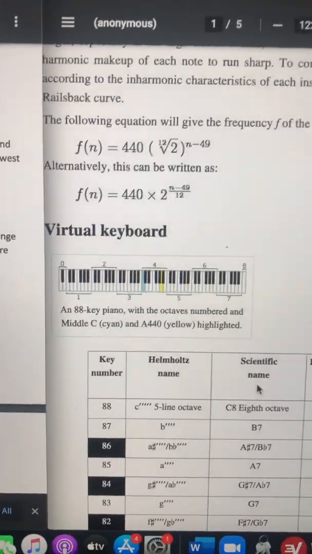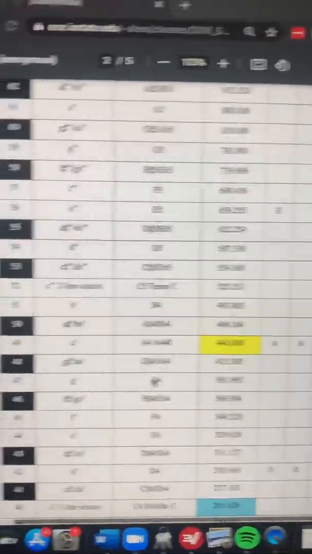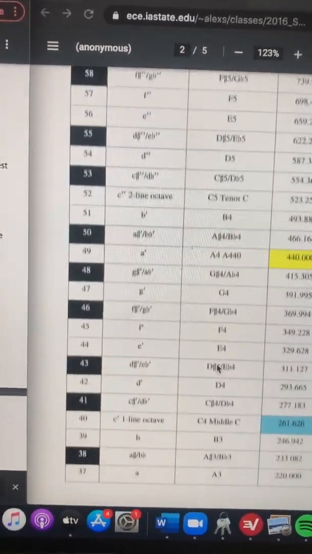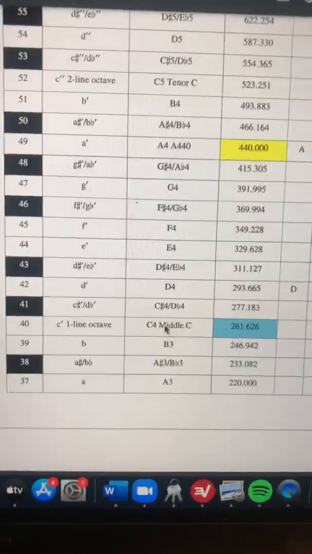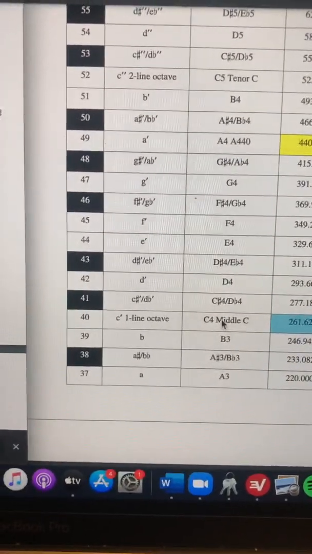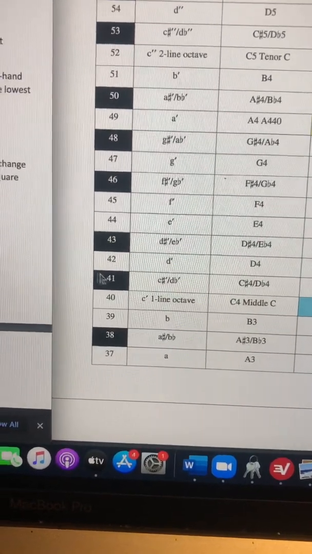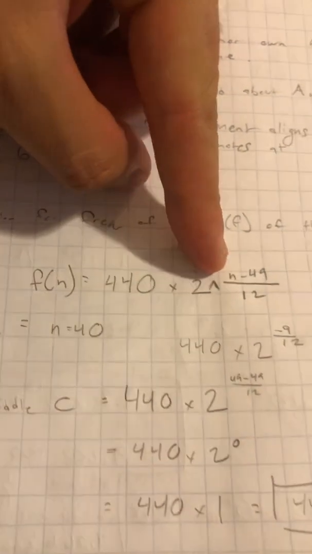A440, which is called that because it has a 440 hertz frequency. We'll find out why in a bit. It's highlighted in yellow, and so if you scroll down this table, you can see yellow for 440 and cyan for middle C. So now we can start the problem. Now we know that middle C is key number 40, so that's what we're going to use for n. Then we're just going to plug it into our formula here and put it into the calculator.